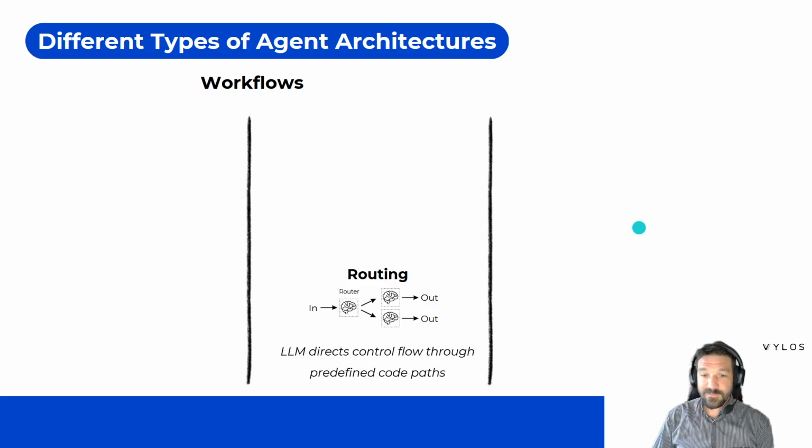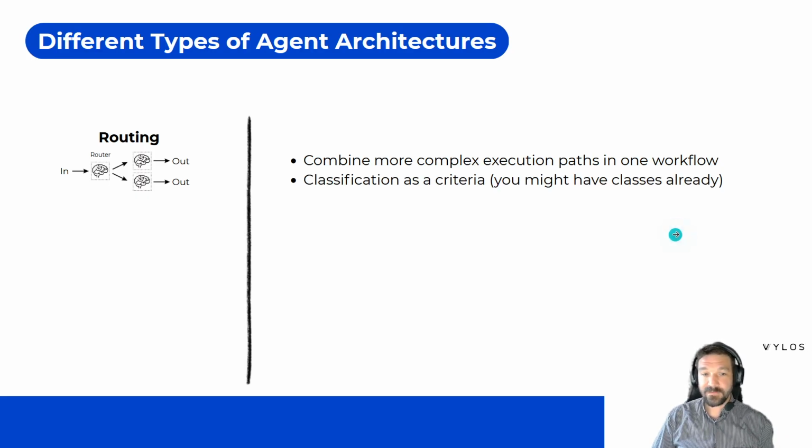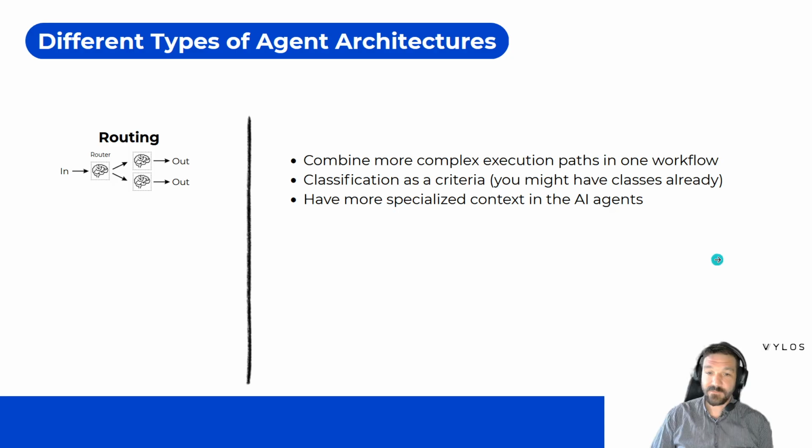So what is the benefit here? From large language model routing, or routing in general, you can combine more complex execution paths in one workflow. This can get very complicated fast, as you have already seen, but like this, it's quite transparent which path will be executed. The classification is a criteria for which path to follow. And very often companies already have some classifications which they use on a daily basis. And with large language models, you can use this existing classification for defining which automation should then be executed.